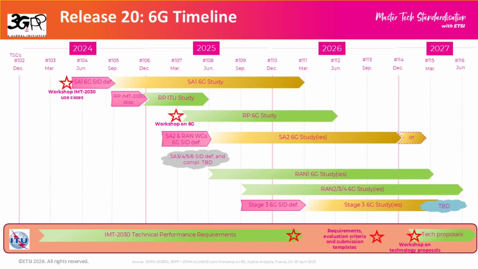Here you can see the timescales for the study phase. To get more information, check out the 3GPP website, which provides regular updates. The current plan is to complete the studies by mid-2027.